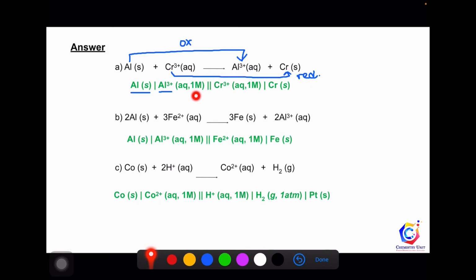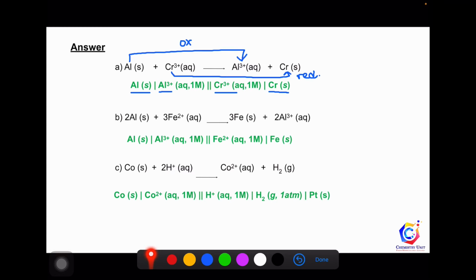How do we know the concentration? The question says it is in standard condition, therefore, concentration of solutions at standard condition would be 1 molar. Next, place 2 straight lines to indicate bridge. Finally, moving towards the cathode end, it would start from the aqueous Cr3+ being converted into Cr solid. Because there is a phase difference between the aqueous Cr3+ and Cr solid, we will be placing a straight line in between them. Here again, the aqueous solution of Cr3+ has a concentration of 1 molar since it is at standard condition.